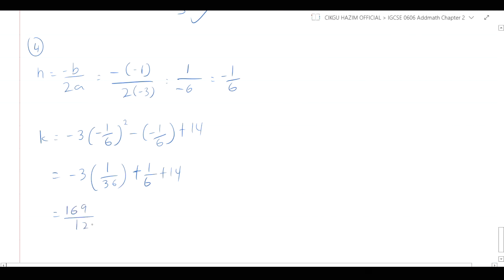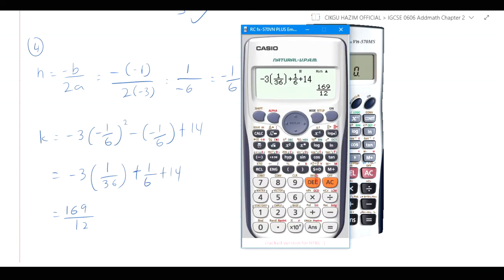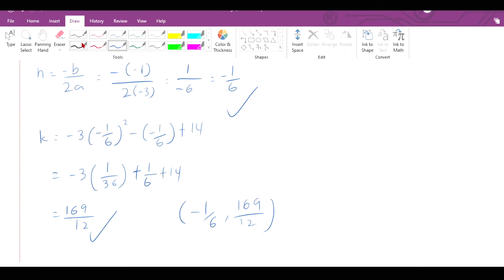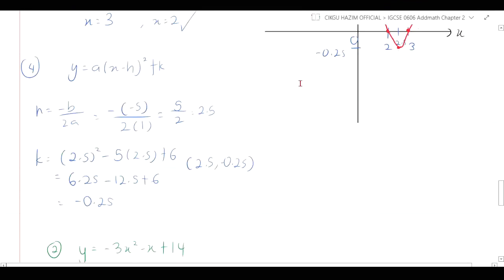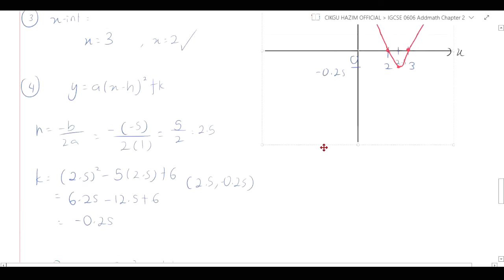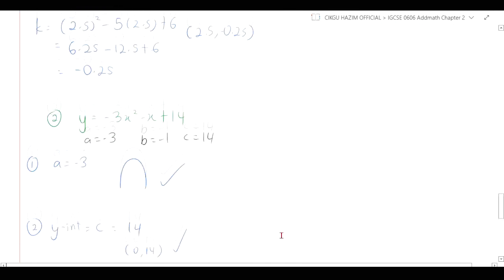169 over 12. And 169 over 12 is around what value? You can know that it's around 14 point something. So you already get these things here. Now you should know that the maximum point must be negative 1 over 6 and 169 over 12. Then sketch everything. That's why it's quite simple. Just follow these 4 components and you will be okay.